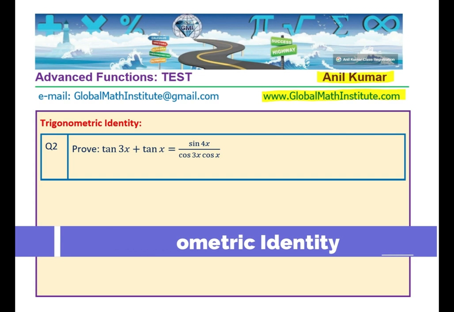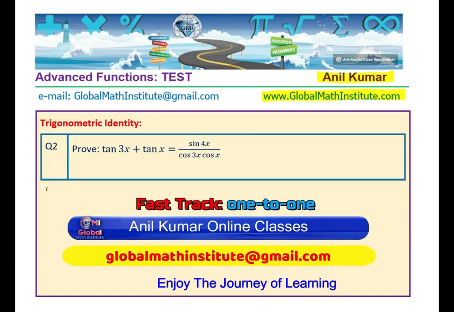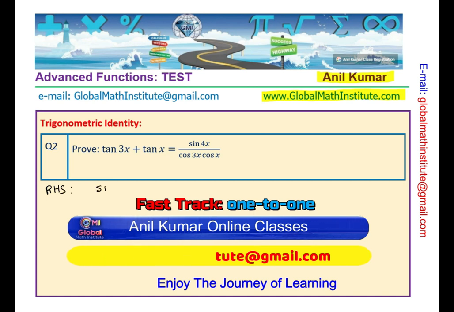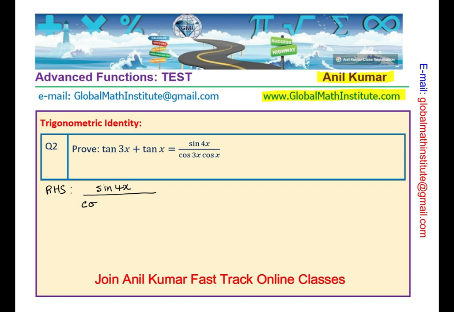Now, we could begin from the right hand side this time. Right hand side for us is sine 4x divided by cos 3x times cos x. Now, when you look at it, you get an idea that it is better to split 4 into 3 plus 1 so that we are working as similar parameters. So, I'll write the numerator as sine of 3x plus x.